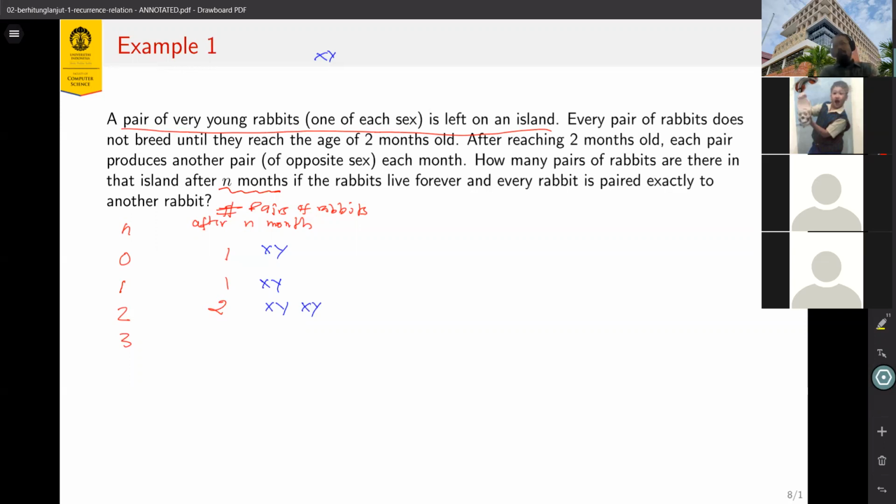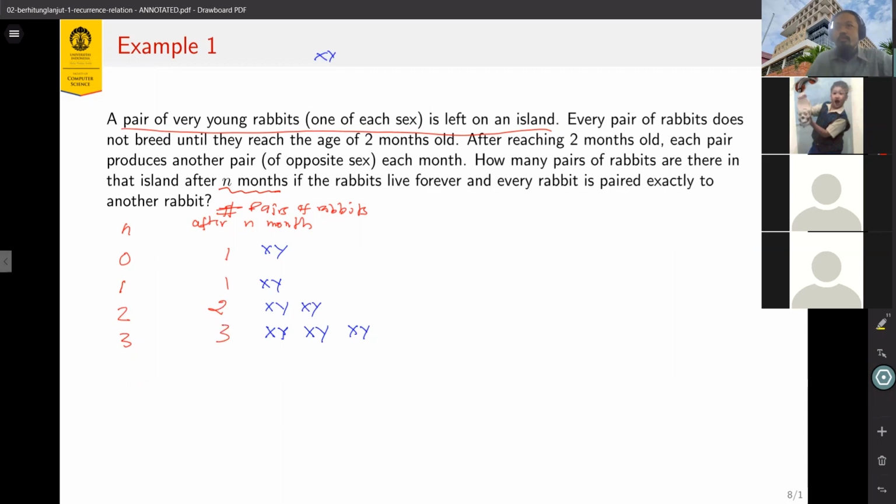Now, what about after the 3rd month? Still 2. Okay, let's count. Why is it still 2? Never mind, 3. So how do you get 3, Rafael? The first pair bred another pair. So you mean this one? Yes. The second pair is still 1 month old. Okay, good. So we have 3.